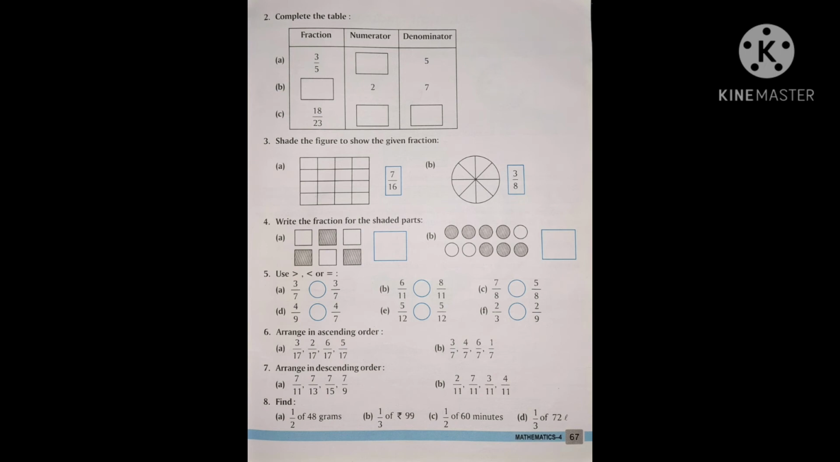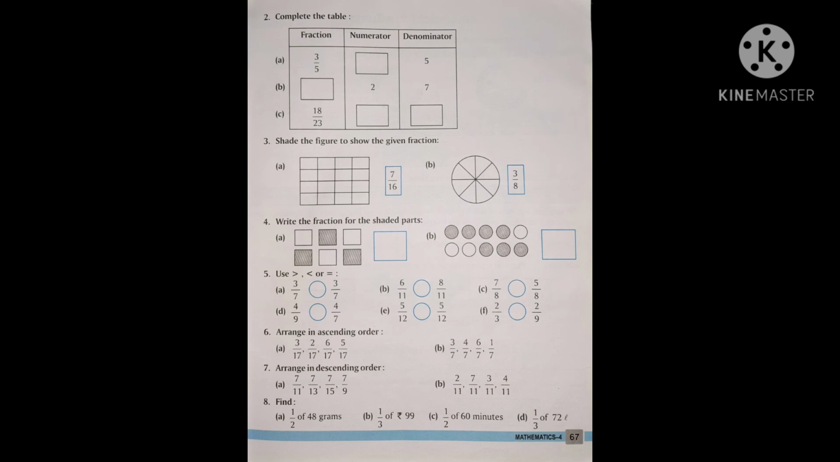Arrange in ascending order. Here if the denominator is same, then you will see that the fraction where numerator is having higher number will be greater only. Okay. Start from the smaller one. 2 by 17 will be the smallest. Then like this 6 by 17 will be the greatest. Okay. But if the denominators are different, then you will have to shade and find out. Okay. That will be a method to find out.